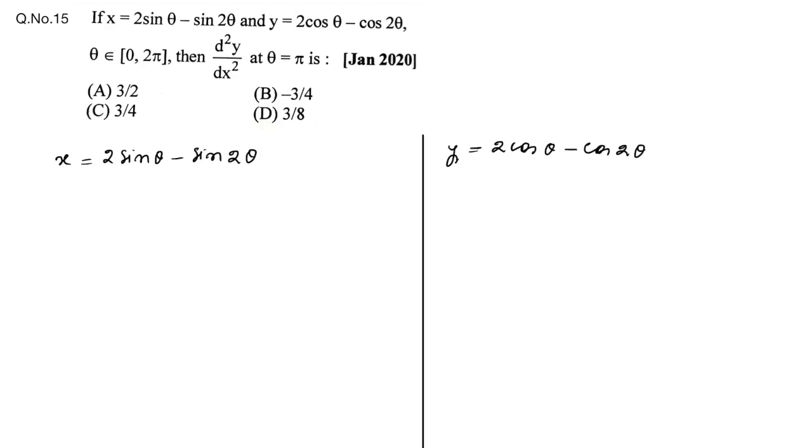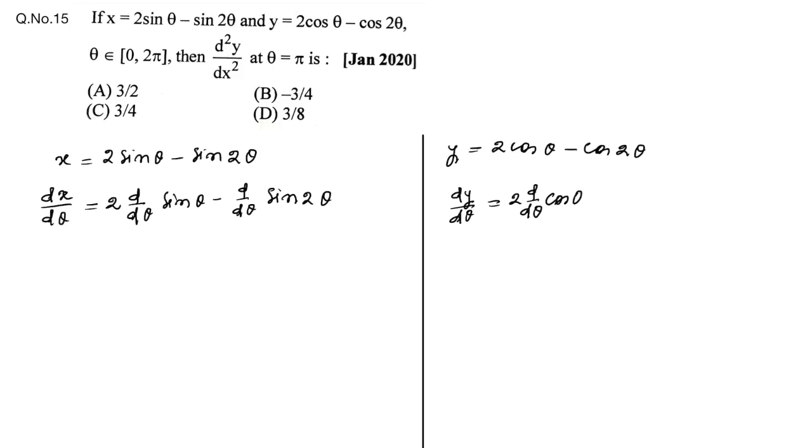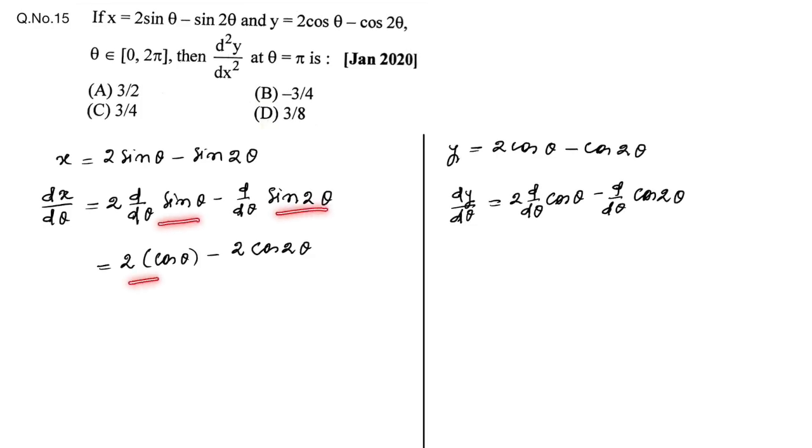Then differentiating both sides with respect to theta. On the right hand side we will get d theta of sine theta minus d theta of sine 2 theta, and on the other side dy by d theta equals 2 d theta of cos theta minus d theta of cos 2 theta. So this is equal to 2 cos theta minus 2 cos 2 theta. If you differentiate this and this, we will get this 2.